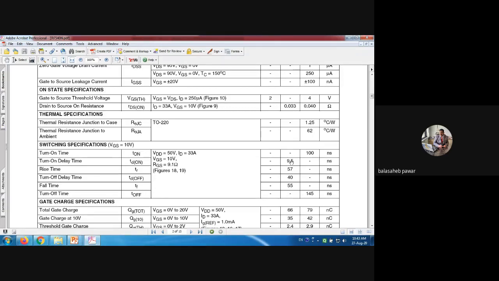Next one is mentioned as rise time. You might be familiar with what is meant by rise time. You might have studied it in the case of op-amp while studying slew rate. Rise time means the time taken by the signal to rise from 10% to 90% of its maximum value. And it is 57 nanoseconds.